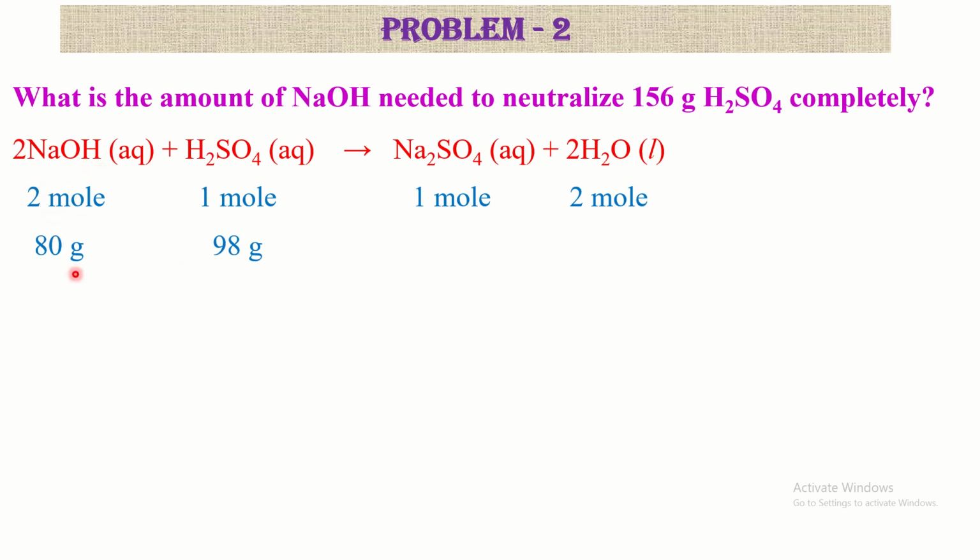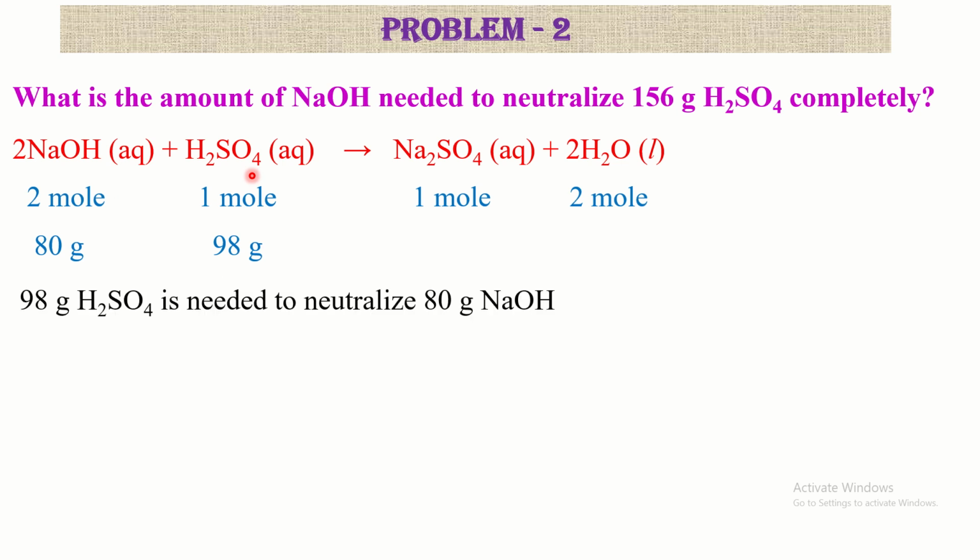So here 2 mole, so it is 80 gram, and the molecular mass of sulfuric acid is 98. So it is 98 gram. No need to put the molecular mass of these two because we have no need to find them. We only have to find the amount of sodium hydroxide by using the amount of sulfuric acid. Now look, from this reaction, can we write 98 gram sulfuric acid neutralizes 80 gram sodium hydroxide? 98 gram sulfuric acid is needed to neutralize 80 grams sodium hydroxide.